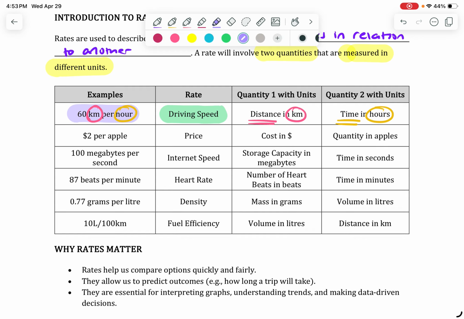So my next one is $2 per apple. What does that measure? It measures my price. And again, I can look at my units independently. My first unit is in dollars. What's measured in dollars? In this case, cost. My second unit is apples. What's measured in apples? Well, the amount of apples would be measured in apples.